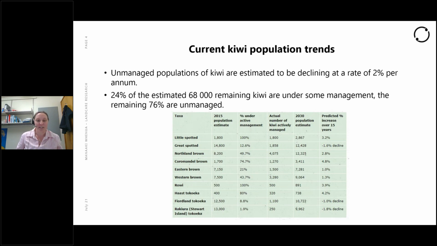And as I say, that varies across the taxa from things like our Rakiura tokoeka, which is quite an abundant population, so we have about 2% under active management, all the way through to our little spots and our rowi, which are actually quite threatened populations, where we have almost 100% or 100% under active management. So one of the things that we wanted to achieve through the Kiwi Rescue program was to, one, get a better understanding of how many kiwi there are actually out there, and two, try to minimize that decline by trying to restrict the amount of predation that was happening.